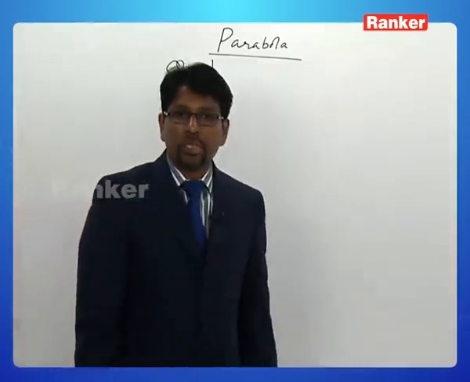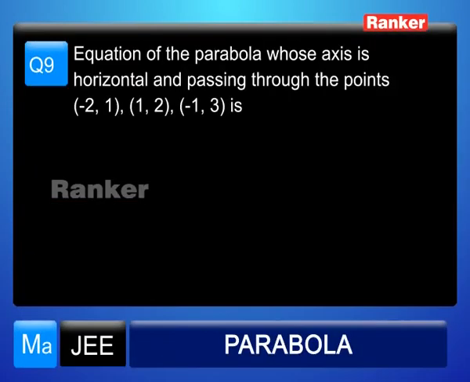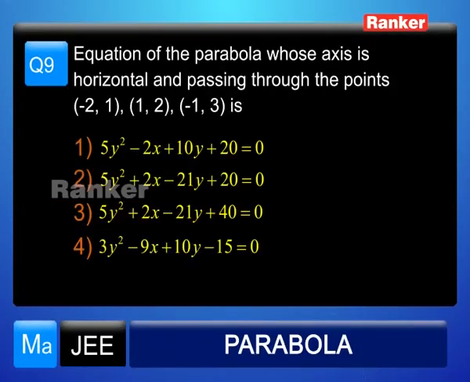Okay, let's move to the next question. Question number 9. Equation of the parabola whose axis is horizontal and passing through the points minus 2 comma 1, 1 comma 2 and minus 1 comma 3 is: first option, 5y square minus 2x plus 10y plus 20 is equal to 0. Second option, 5y square plus 2x minus 21y plus 20 is equal to 0. Third option, 5y square plus 2x minus 21y plus 40 is equal to 0. And fourth option, 3y square minus 9x plus 10y minus 15 is equal to 0.